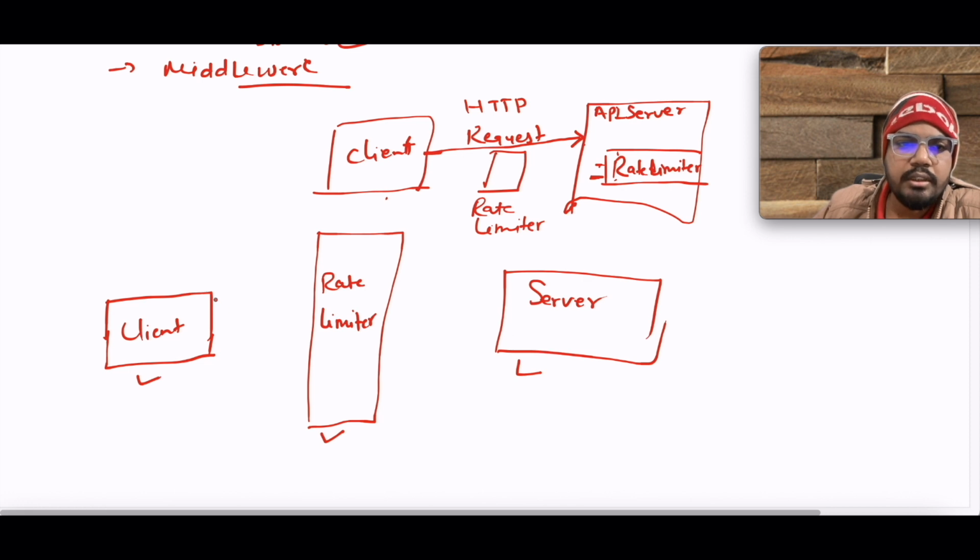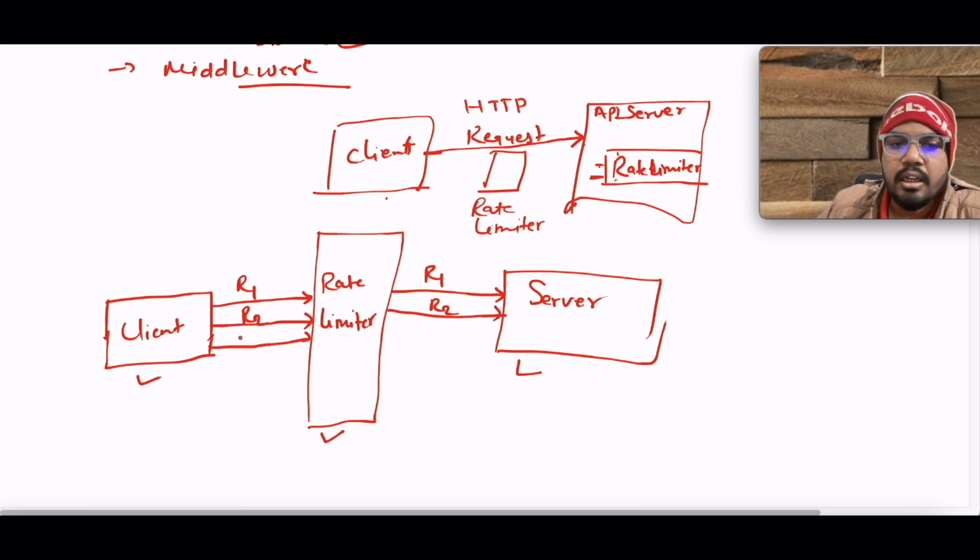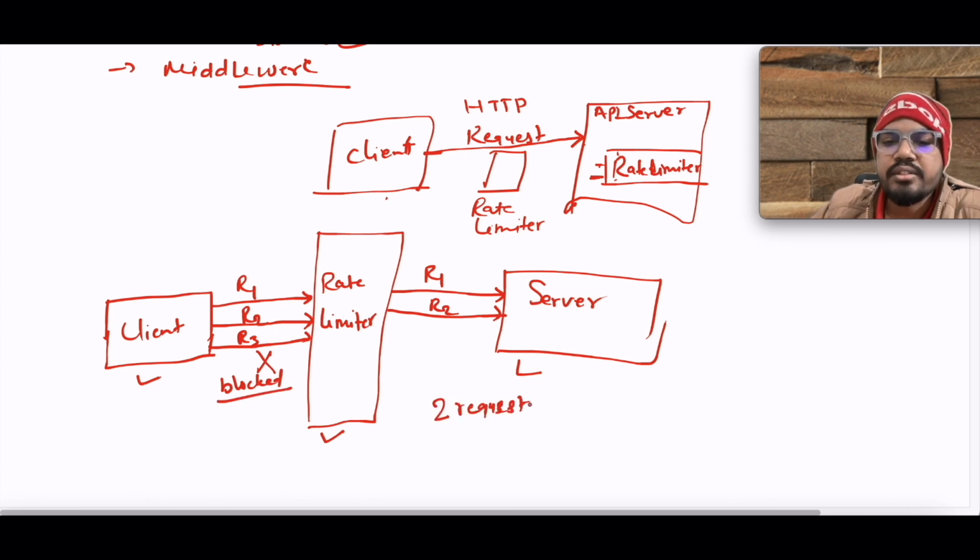Suppose in 1 second you get request 1. It will go through the rate limiter and reach the server. Now request 2 will come, because you configured 2 requests per second. In the same second request 2 will be passed through the rate limiter and reach the server. Now the third request will come in the same second. Here the rate limiter will block it and it will not reach the server. So the client-server communication will not be done for the third request. It will be blocked because you have configured 2 requests per second.